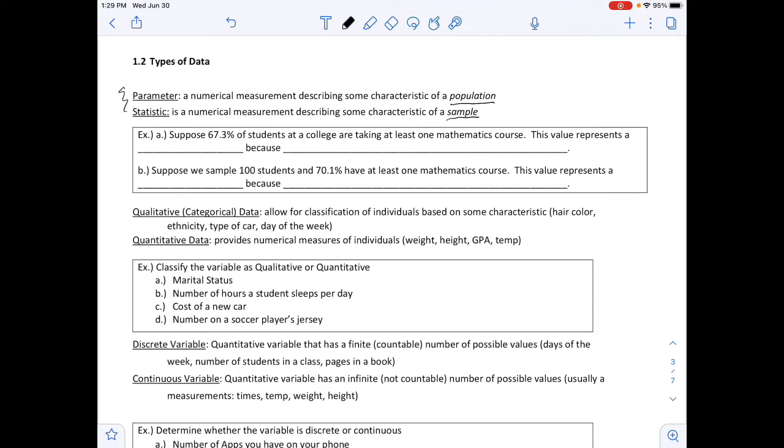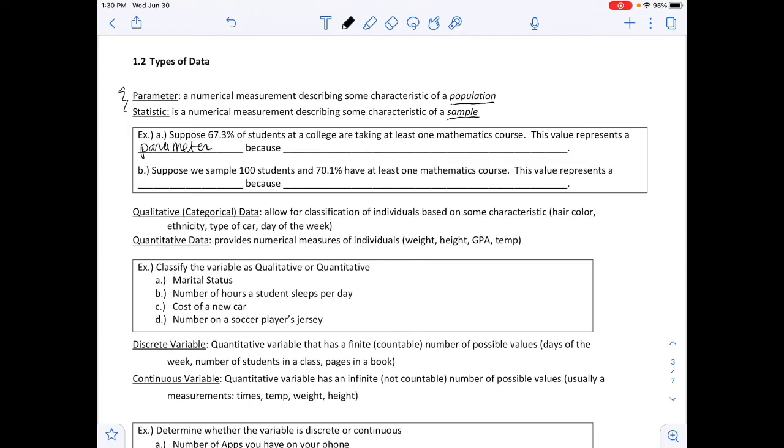The example right below this says, suppose 67.3% of students at a college are taking at least one mathematics course. This value represents a blank because blank. So it's 67.3% of students at the college. Since we're talking about everyone at the college, that is going to be from a population. So this is going to be a parameter.